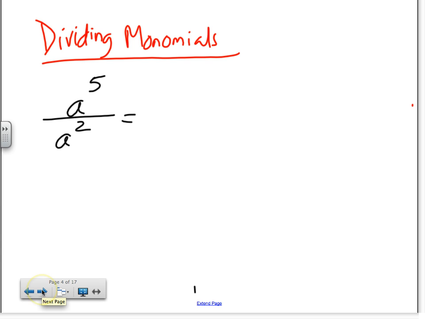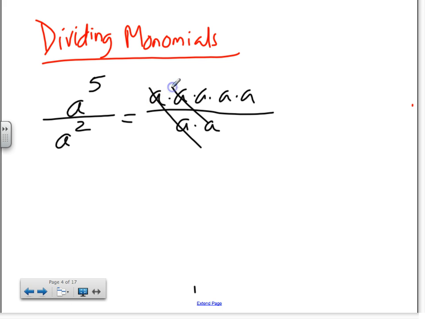A to the 5th means how many a's am I going to have? Okay, 5 a's, all linked up by multiplications. And then I have a squared on the bottom, which means I have a times a. Okay, I can cross out like terms. How many like terms can I actually cross out? 2. So if I cross out 2 of them, what's left over? A cubed. And of course there's a 1 on the bottom, right? But we don't have to write it all the time. So if it's on the top, I just write it as a to the 3rd power.